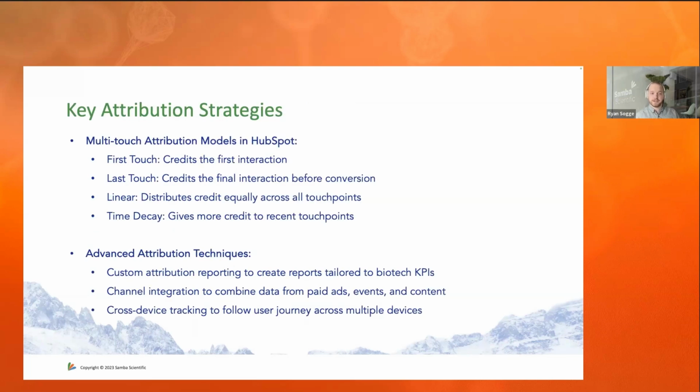Now, let's cover some key strategies here for attribution. There are, like we said, multi-touch attribution models in HubSpot. Some examples of these, and this is not an exhaustive list, but some of the most popular options include first touch attribution, last touch as well, linear, and time decay. Now, the reasons why you may use one over another will vary depending on your context, but ultimately, I'd suggest you try multiple and see which one fits best for your needs.